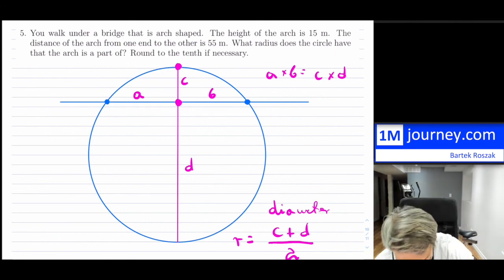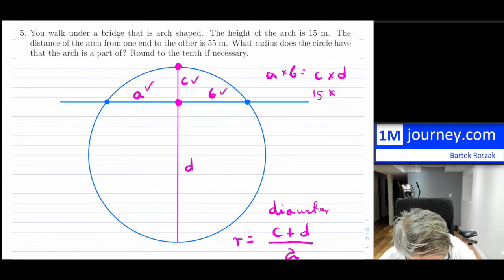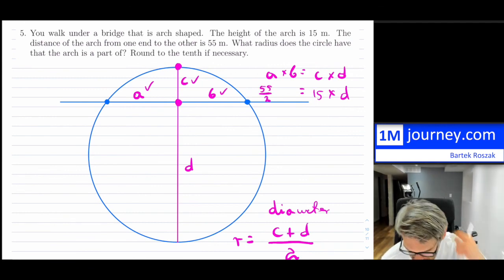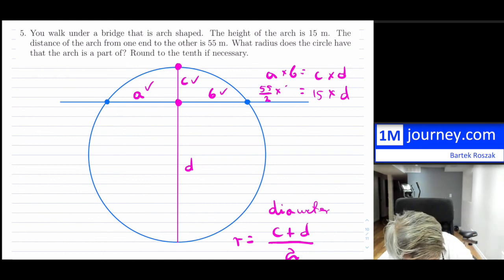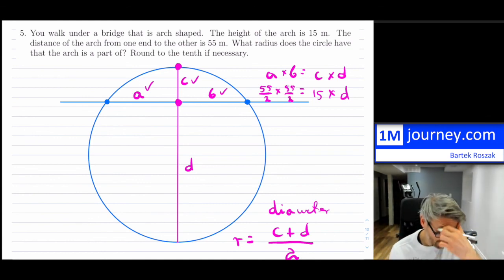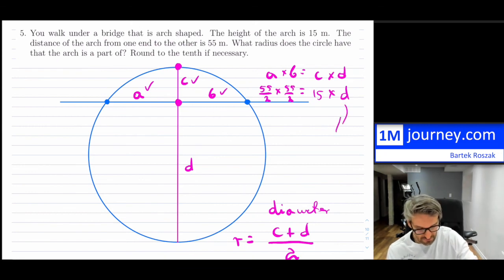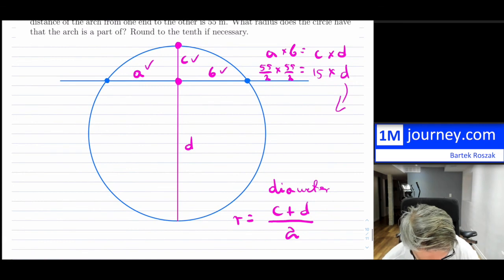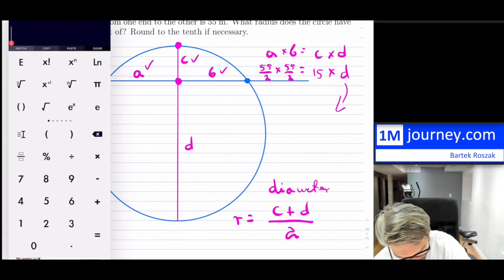Now, what do we know? Do we know A? Do we know B? Or do we know C? Well, we know C. C is 15 meters. We don't know D. We know A. A is 55 divided by 2 because it splits it in half. And B is 55 divided by 2. So now all we're doing is solving for D. Once we have D, we can add C plus D together.